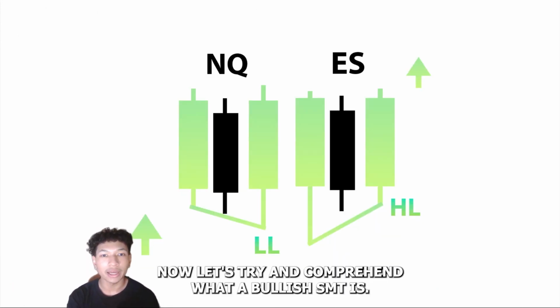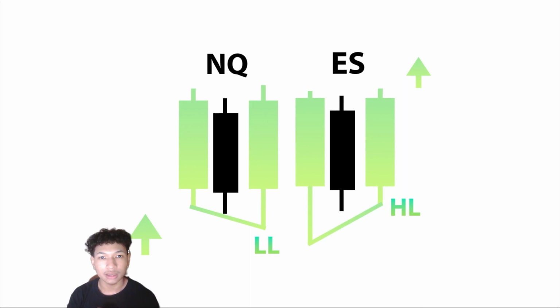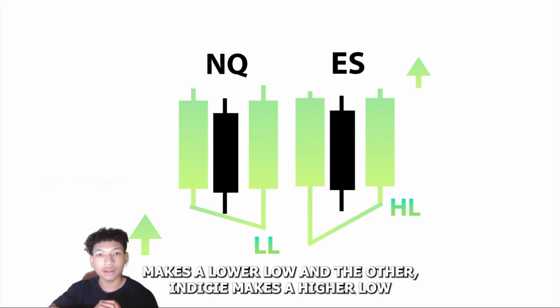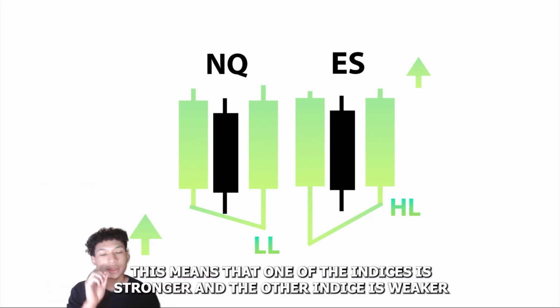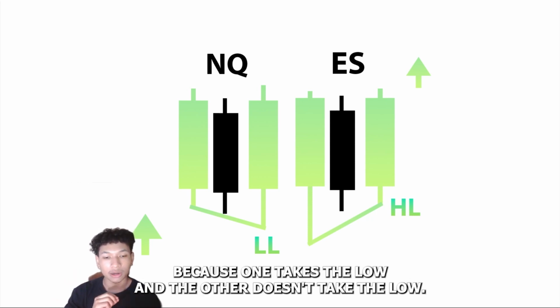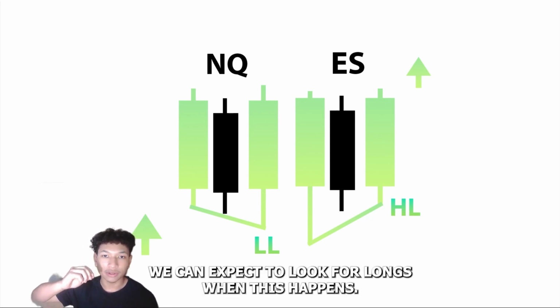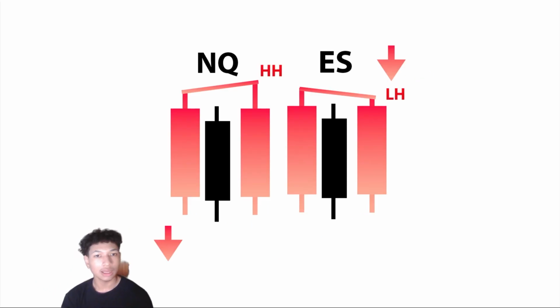Now let's try and comprehend what a bullish SMT is. A bullish SMT is when one indice makes a lower low and the other indice makes a higher low. This means that one of the indices is stronger and the other indice is weaker, because one takes the low and the other doesn't take the low. We can expect to look for longs when this happens.